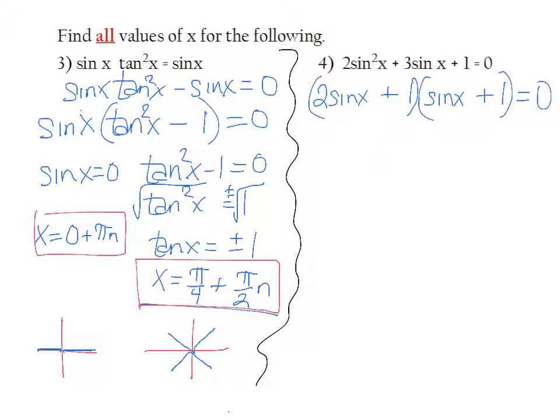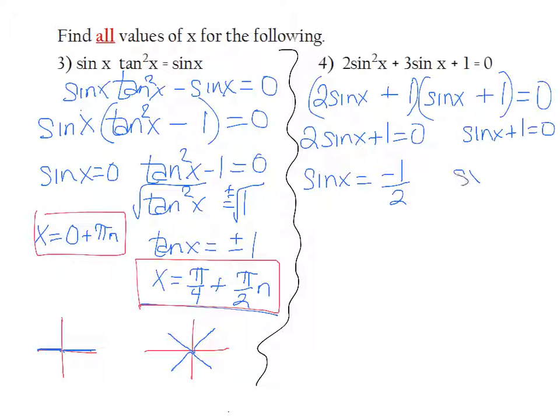Now I'm going to set those each equal to 0. And then I'll solve. On the left here, I'm going to subtract the 1 and then divide by the 2. On the right, I'm just going to subtract the 1. And then I look at my unit circle and I try to figure out when does this happen. Sine x is going to be negative 1/2 right here and right here.